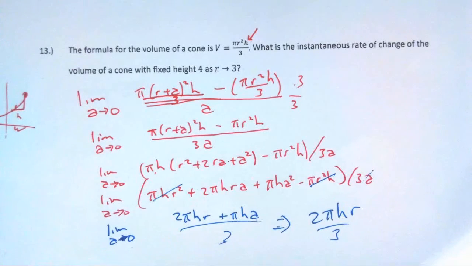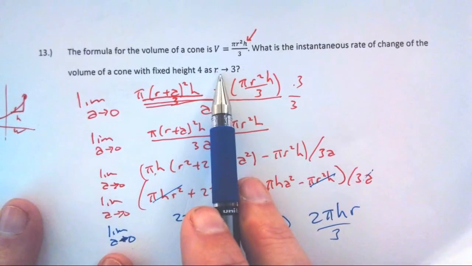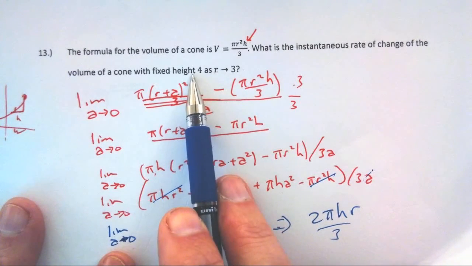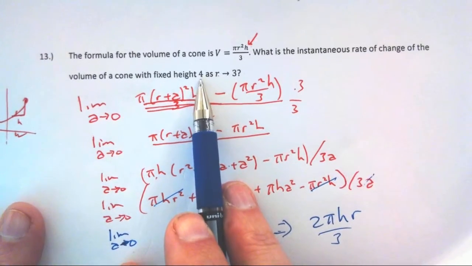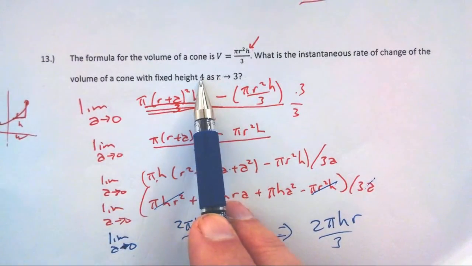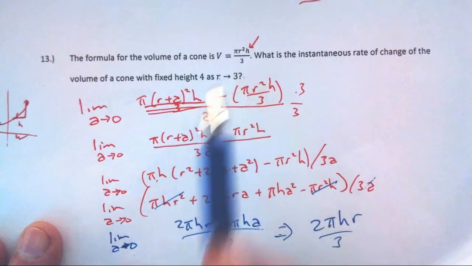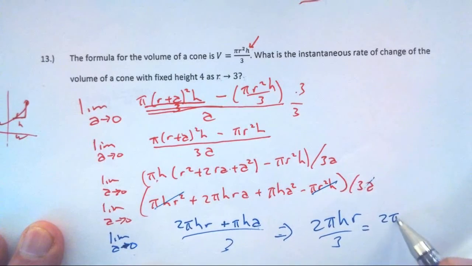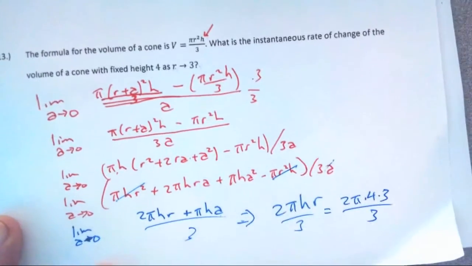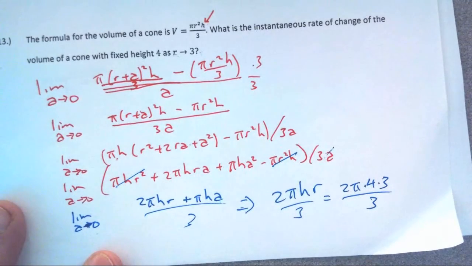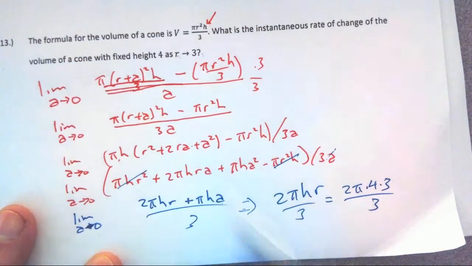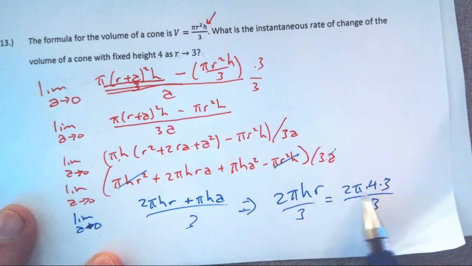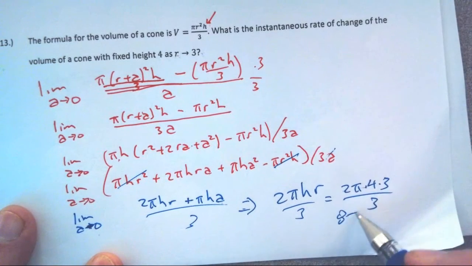So now I want to find out, for the cone with fixed height 4, as r approaches 3. I want r to be 3. So as r equals 3 with the fixed height 4, I get 2 times pi times 4 times 3 on 3. And the 3's cancel, I get 8 pi.